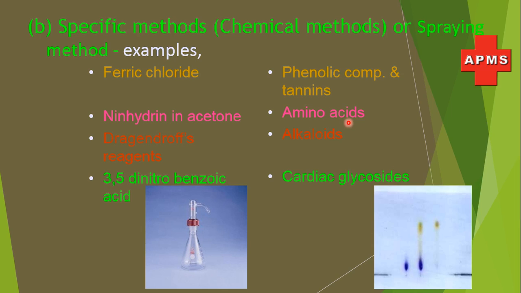So viewing that specific color, we can identify the spots of various components on this filter paper. For alkaloids, we can use Dragendorff's reagent, and for cardiac glycosides 3,5-dinitrobenzoic acid. So these are the various reagents which can be applied over the developed chromatogram, and we can observe these various invisible or transparent substances.